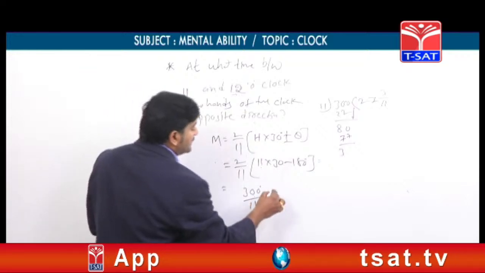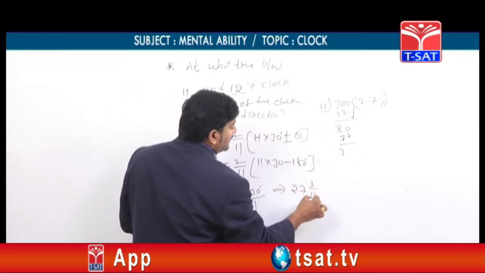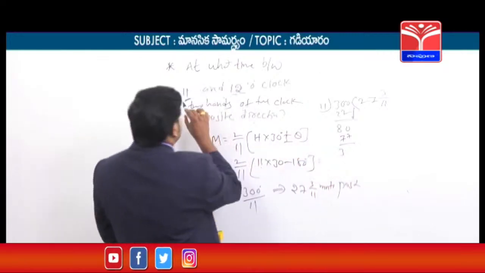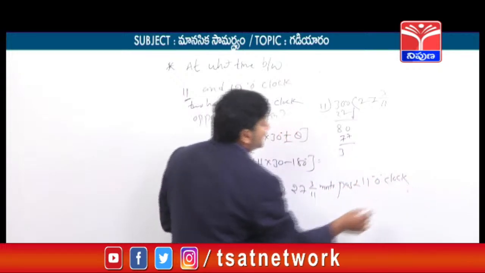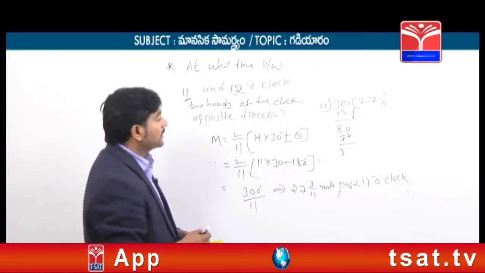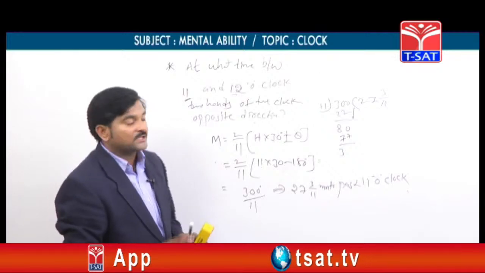So what could be our final conclusion? 27, 3 by 11 minutes past. So what could be our starting hour? 11 o'clock. So exactly at this point of time, the angle between the two hands is 180, or the two hands are opposite in direction. So you need to focus on this part.